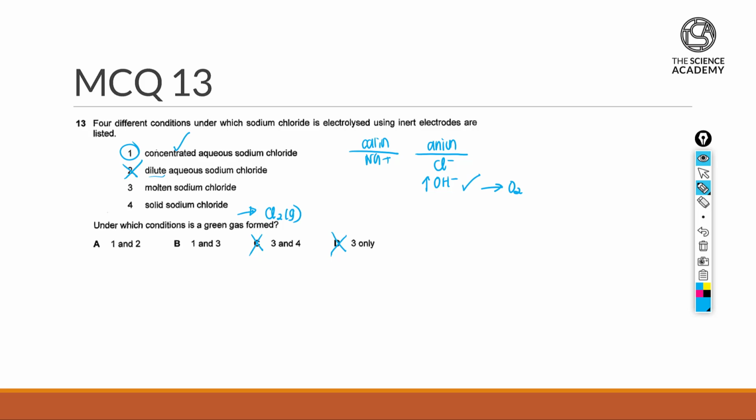Option 3, when molten sodium chloride is being used, chloride anions will be discharged at the anode and only chlorine gas will be produced because there is no interference from the water, the hydroxide anions. So option 3 is correct.